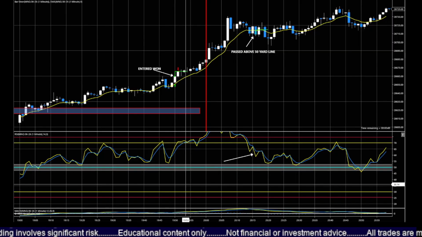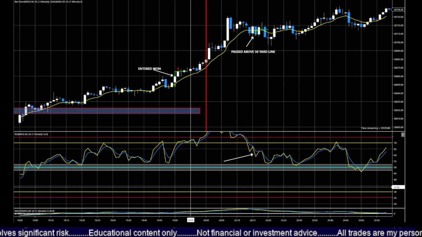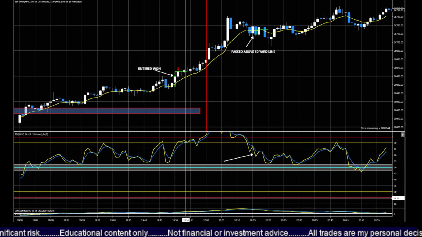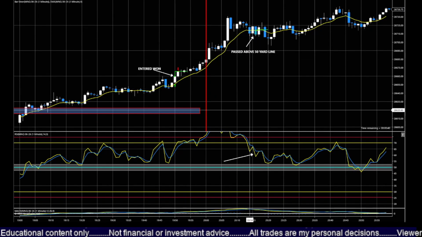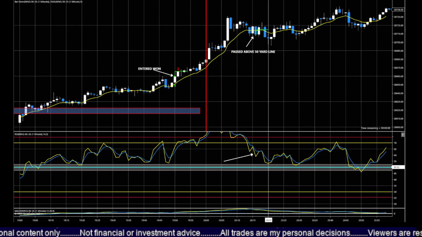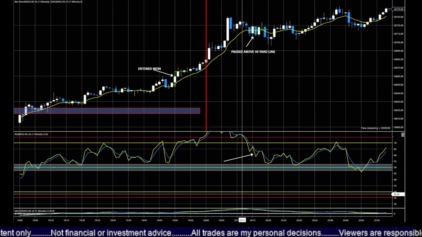We trade short when we are below the 50-yard line. So this all lined up for the most part. This one lined up a little bit, but that 50-yard line, man, I tell you what, since I've implemented that, it has saved me a lot.